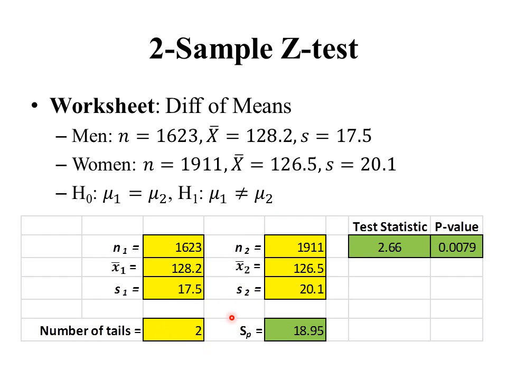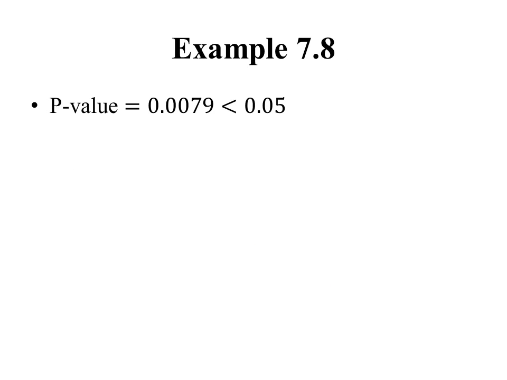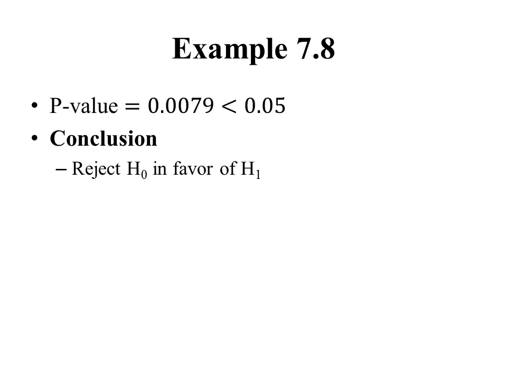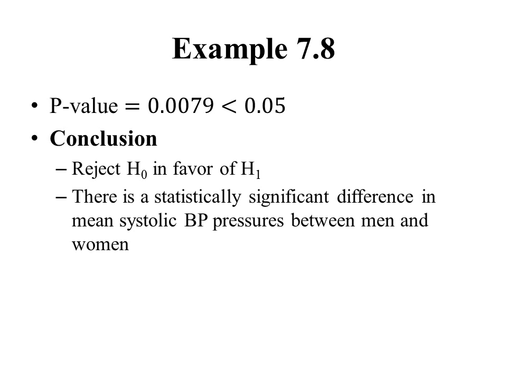And then down here is the number of tails. This is a two-tailed test because our alternative hypothesis has a not equal to sign. Down here we calculate what the book calls the pooled standard deviation, denoted SP. Over here is our test statistic, and then here's our p-value. Now we're going to interpret that p-value just like every other p-value. Compare that to alpha, 0.05, our significance level. In this case, the p-value is less than alpha, and so our conclusion is that we reject the null hypothesis in favor of the alternative hypothesis. So we reject the statement of no difference in favor of the statement that there is a difference.